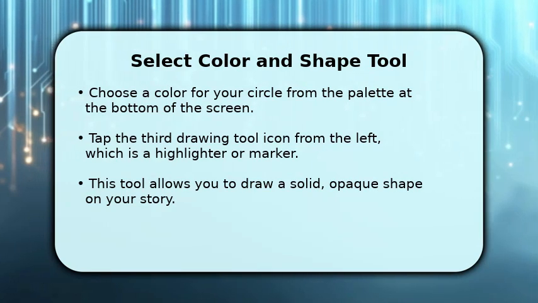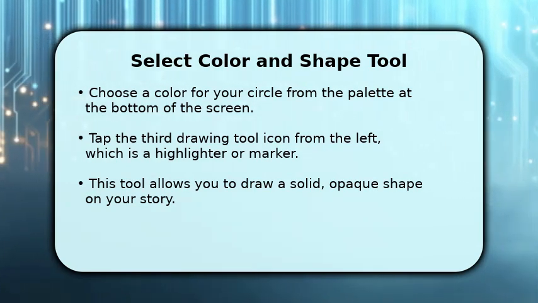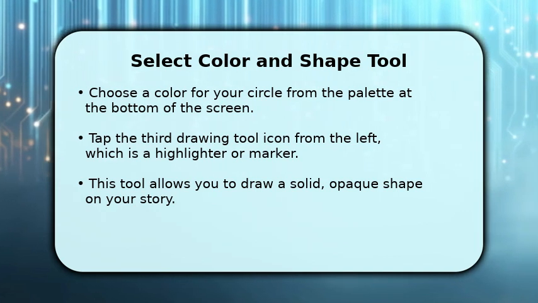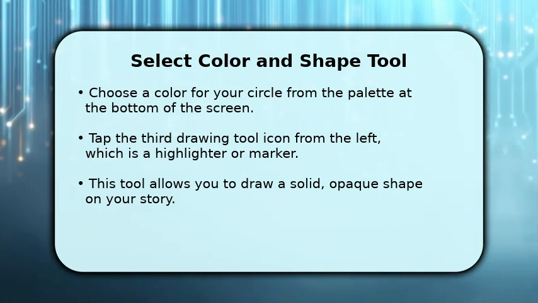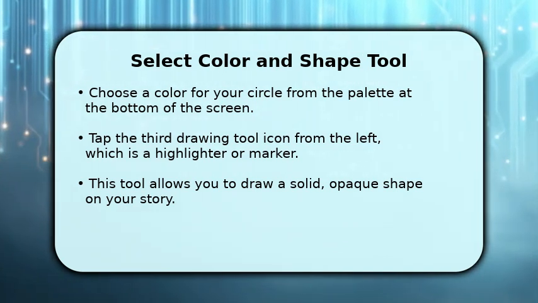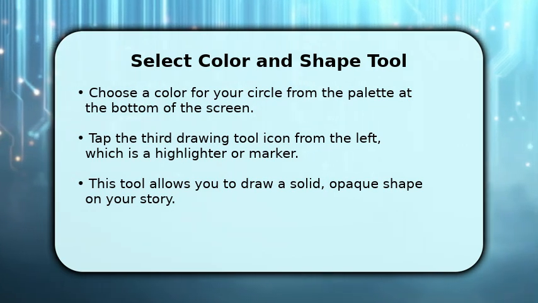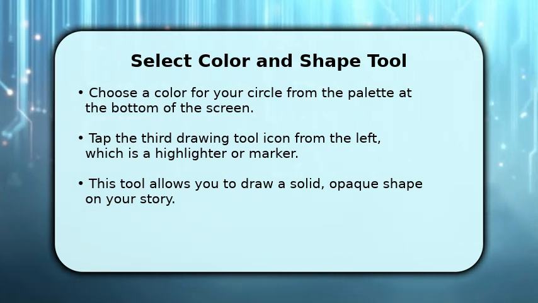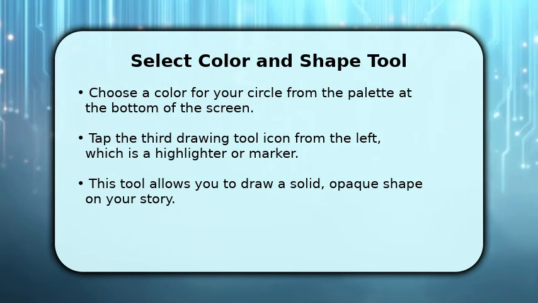Now that you are in the drawing interface, it is time to pick your circle's color. Look at the bottom of your screen for the color palette and select your desired shade. After choosing a color, tap the third drawing tool icon from the left. It looks like a highlighter or a thick marker.